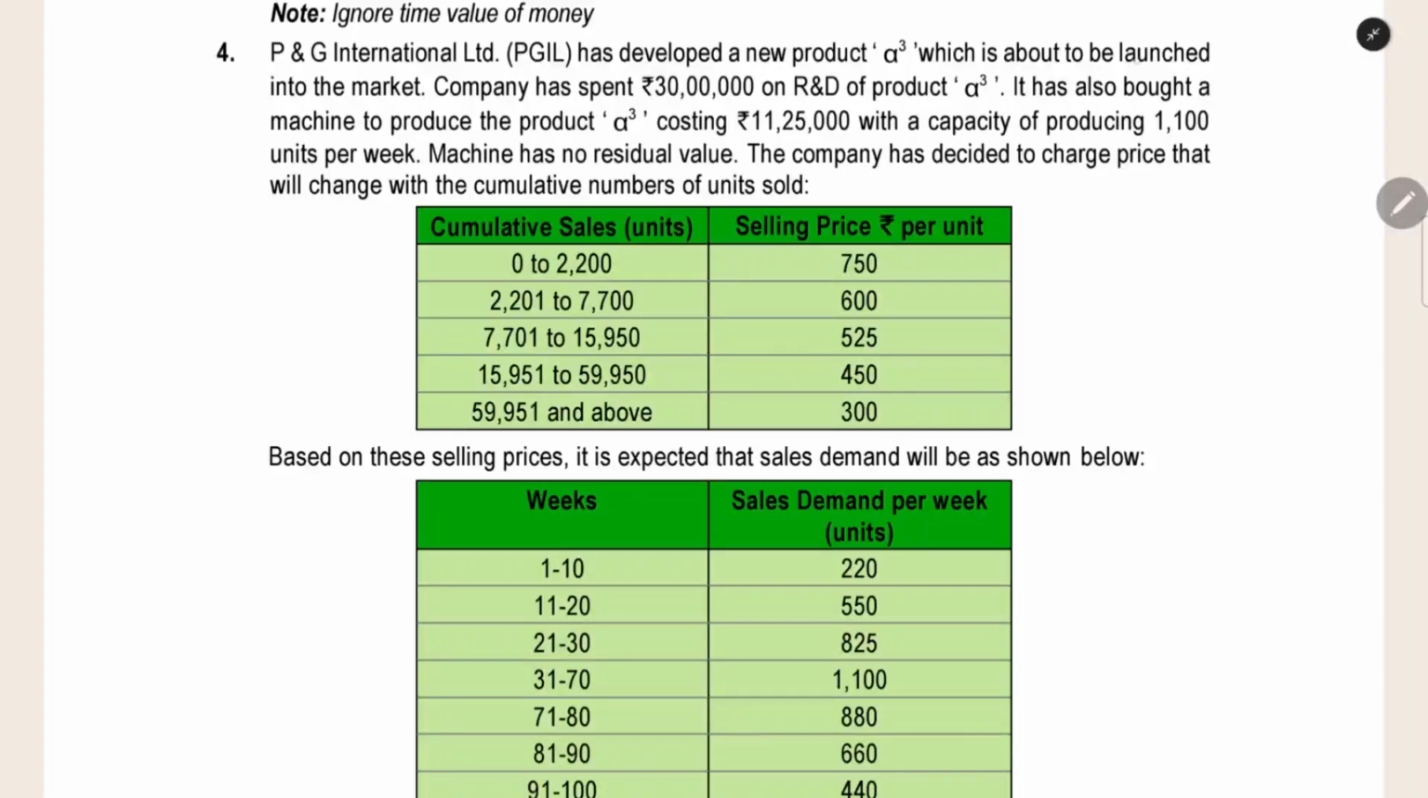So here they have given that they are producing a certain number of units. For 0 to 2,200 units of sales, they have decided the selling price of 750. Over the lifetime of the product, they are reducing the price stage by stage. From 2,201 to 7,700, the price is reduced to 600. Same like this, for the different intervals, they are reducing the price stage by stage.